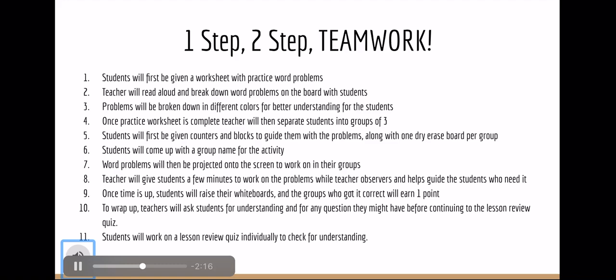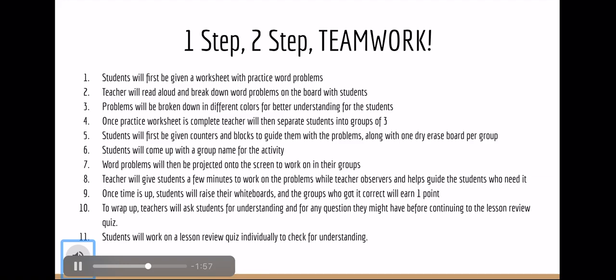students will come up with their group name for the activity. Each group is going to have their own group name, just so that they know that they're a team and they're going to work on these together, and it'll make the whole activity a little more fun, and they'll enjoy learning the material.